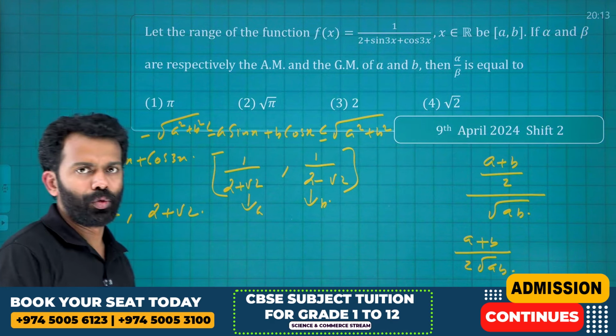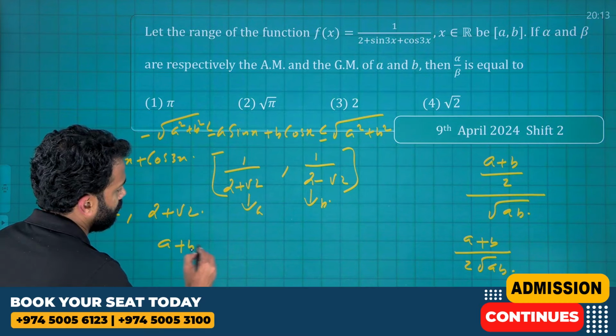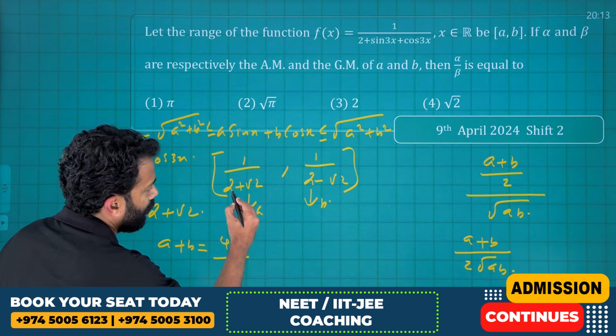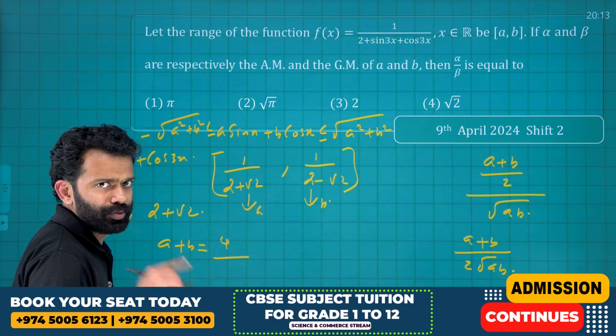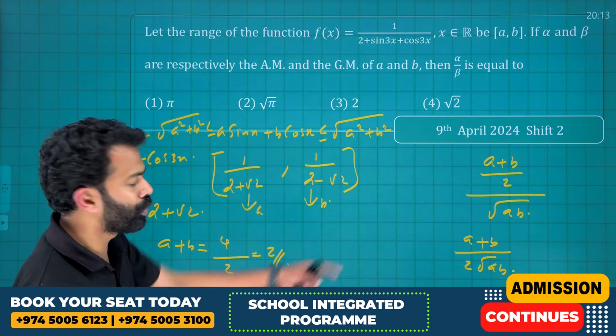Okay, then you need to find a plus b and root ab. That's all. So what is a plus b? A plus b. Okay, cross multiplying you will get 4, right? Divide by, if you multiply here you will get 2 square minus root 2 square, that is 4 minus 2, that is 2. What is a plus b then? 2. Okay, so what is root ab?